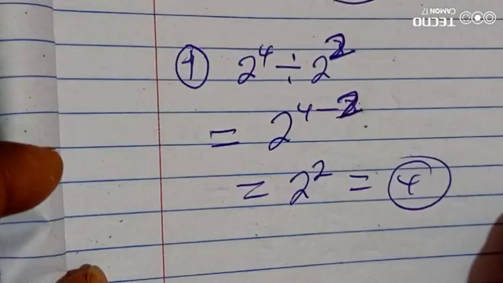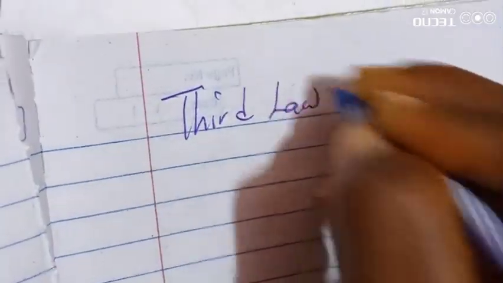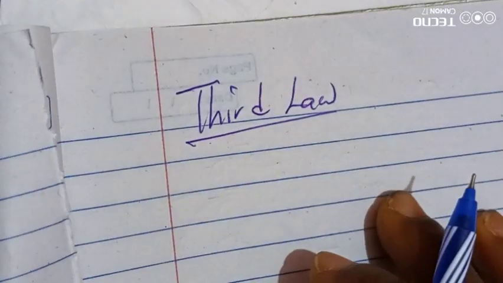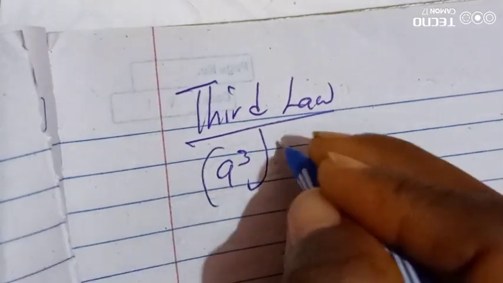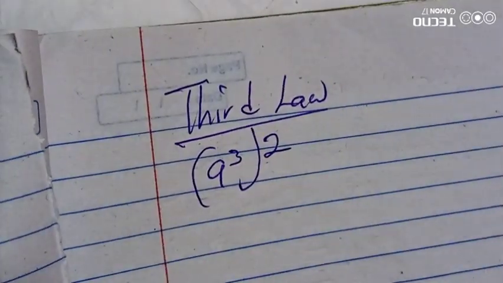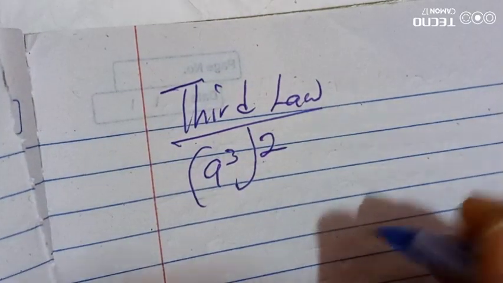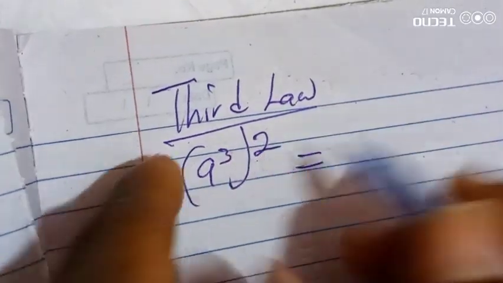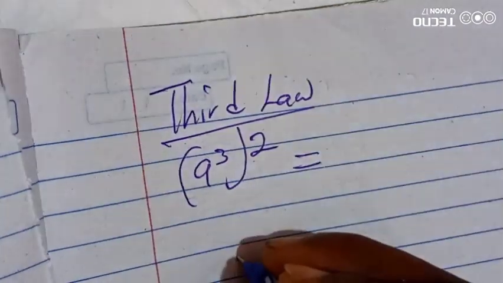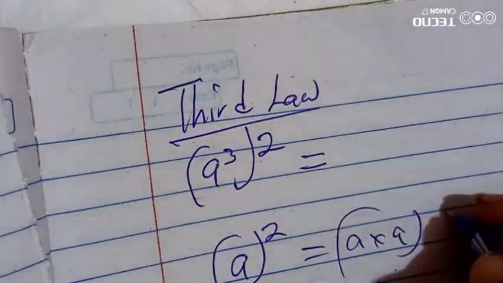Okay. Let's go to our third law. The third law. On our third law, for example, we say a to the third power, parenthesis open, squared. This square means you are multiplying everything in the parenthesis by itself 2 times, just like a squared, which will be equal to a times a.